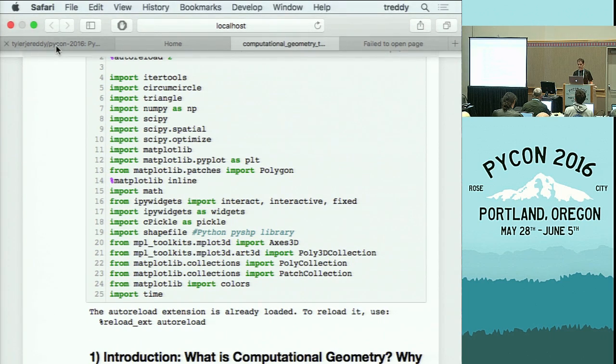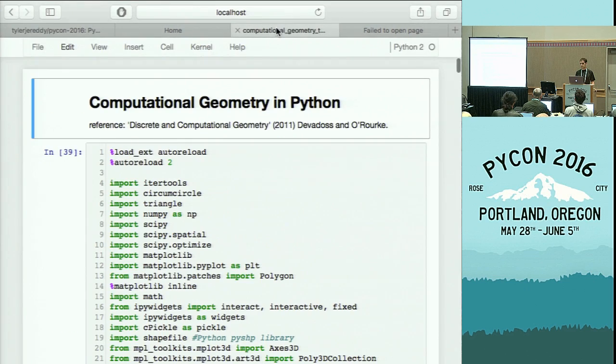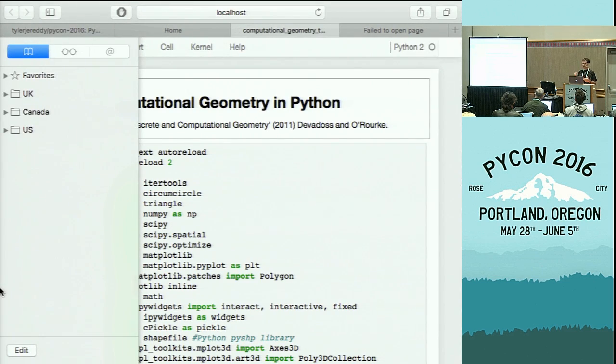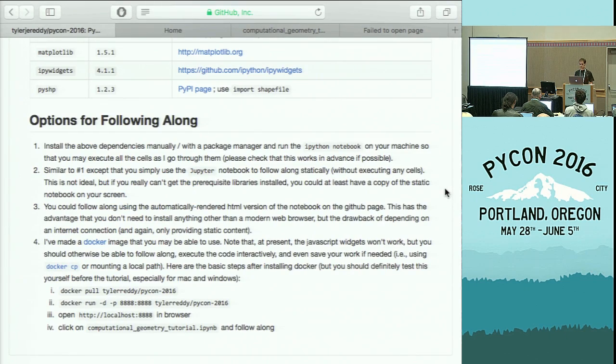If you really can't install the libraries for whatever reason, you could also just install the Jupyter notebook and follow along statically. Obviously, the disadvantage there is that you can't actually execute the code yourself and play around with it, which most of you would probably want to do. But that's an option, just in case you want to be able to scroll yourself as opposed to just watching the screen.